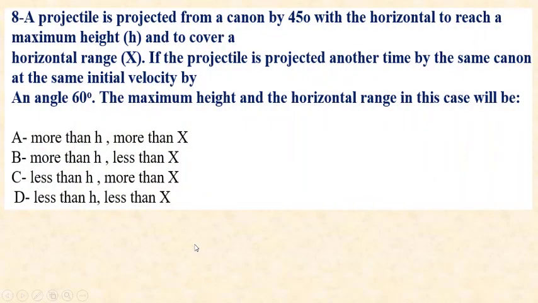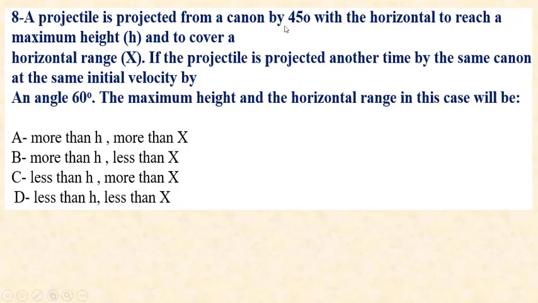The next question. A projectile is projected from a cannon at 45 degrees with the horizontal to reach maximum height h and cover horizontal range x. So the height is symbolized by h and the range is symbolized by x.